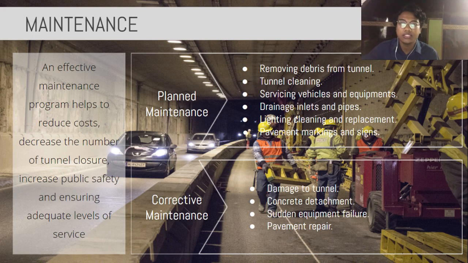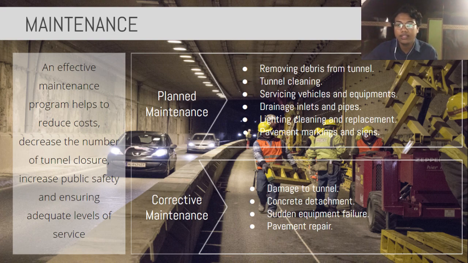Next point is drainage inlets and pipe. The drain inlet should be cleaned of debris and flushed with water to prevent clogging. And usually this activity should be scheduled with tunnel washing activities.